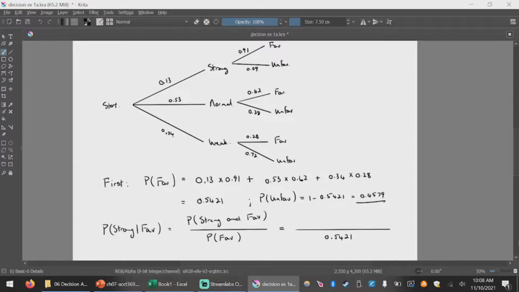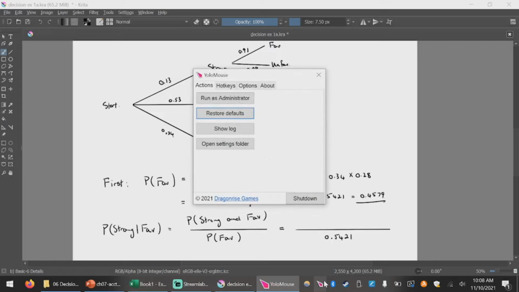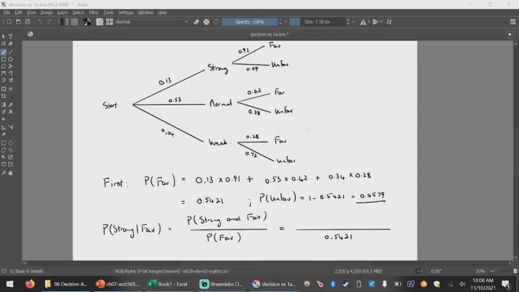Let me just think here. I just realized that my cursor is black, which is not a good idea. How do I do that again? Where's my... I can't remember. I'm just going to go with it. Hopefully you can see where I'm drawing.